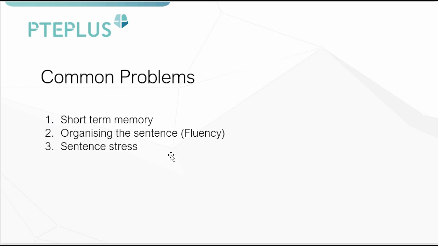And finally, it's sentence stress. So sentence stress is similar to word stress. Essentially, it's being able to highlight the key words in a sentence and not having the same sort of tone and same sort of stress on every single word.